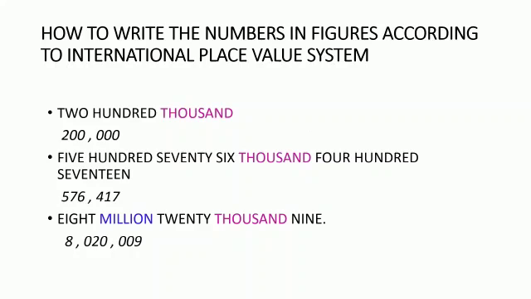The next example, see, 576,000. That means this 576, we want to put in the thousand period. Next, 417. We want to put this 417 in ones period. So the figure form is 576,417. The next example is 8 million. We want to put this 8 in pink color. That means we want to put that 8 in million period. Then comma. Then 20. We want to put this 20 in thousand period.